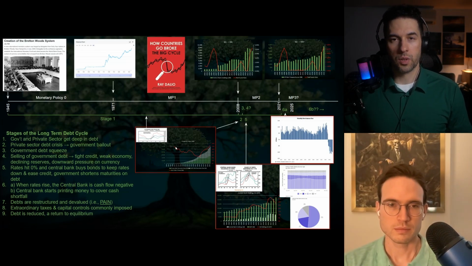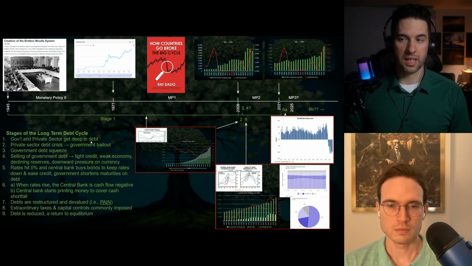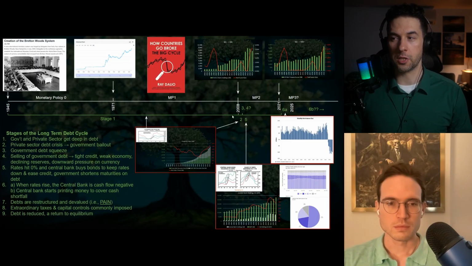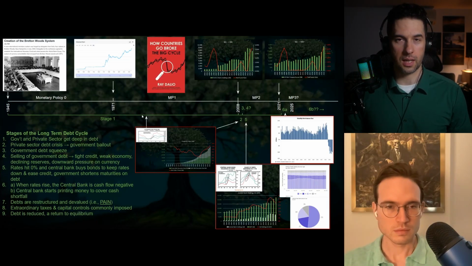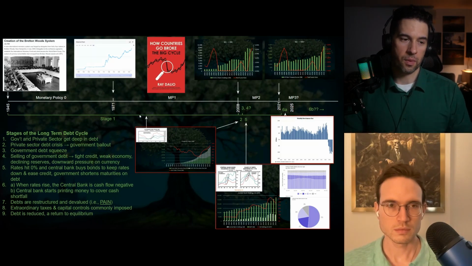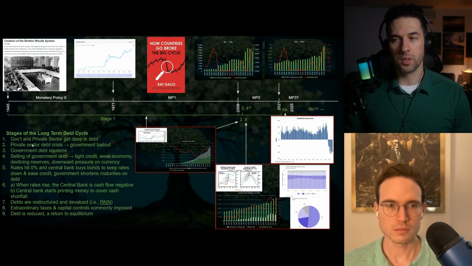Let's just run through really quick the 9 steps. These are not taken verbatim, but they're written very concisely at the beginning of his chapters. So the first stage, and I've overlaid this on our timeline for the US, again, I'm trying to mash these two things together. The first one is the government and the private sector get deep in debt, and I've displayed that here.